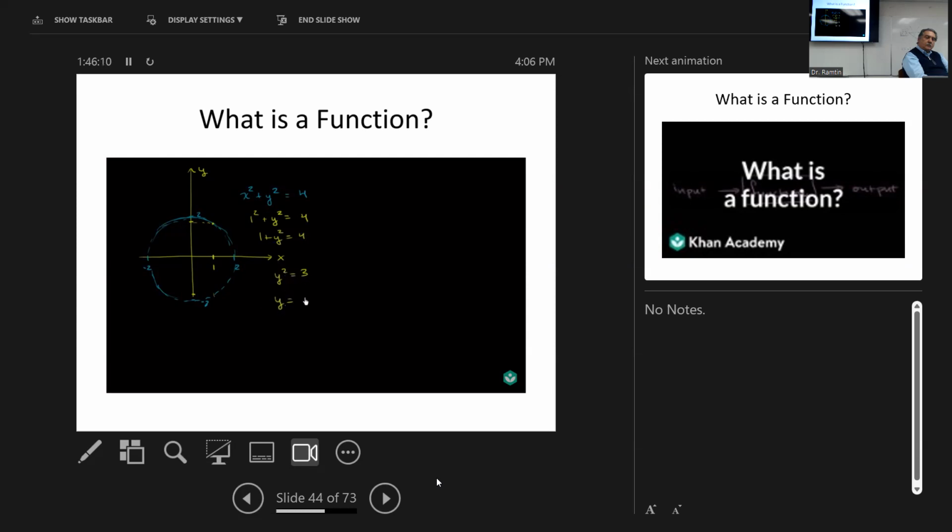Or y is equal to the positive or the negative square root of 3. This right over here is the positive square root of 3, and this right over here is the negative square root of 3. So in this relationship, where I inputted a 1 into my little box here, I associate with the 1 both a positive square root of 3 and a negative square root of 3. This is not a function. I cannot associate two different outputs with my input. I can only have one output for a given input.